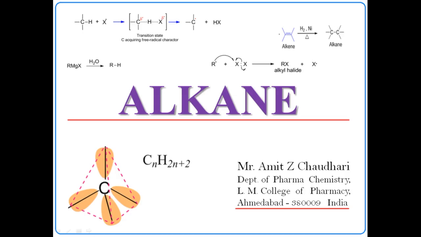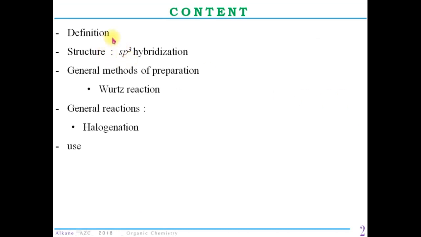Here is the topic of organic chemistry, that is alkane. In this topic, the content is the definition of alkane, the structure where we will see sp3 hybridization, some general methods of preparation of alkane where we will see the Wurtz reaction in detail, then the general reactions of alkane where we will study the halogenation reaction in detail, and lastly the uses of alkane.